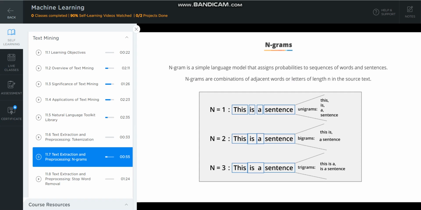As in the given example, "this is a sentence." All of these words are considered individual words and thus represent unigrams. A 2-gram or bigram is a two-word sequence of words like "this is" or "a sentence", and a 3-gram or trigram is a three-word sequence of words like "this is a" or "is a sentence".